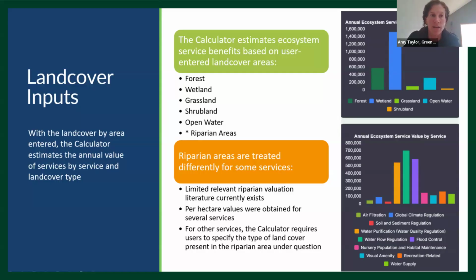Once the land cover areas are entered, the calculator estimates the annual value of ecosystem services, both by service and by land cover type. So on the right side of this slide, you can see some sample outputs. The top one showing service values by land cover type, and in this particular example, it's broken down across forest, wetland, grassland, open water, and shrubland. Mackenzie will show you the full range of land cover types that can be captured there. And then in the bottom graph, you see the breakdown of the ecosystem service values by service: air filtration, global climate regulation, soil and sediment regulation, etc.